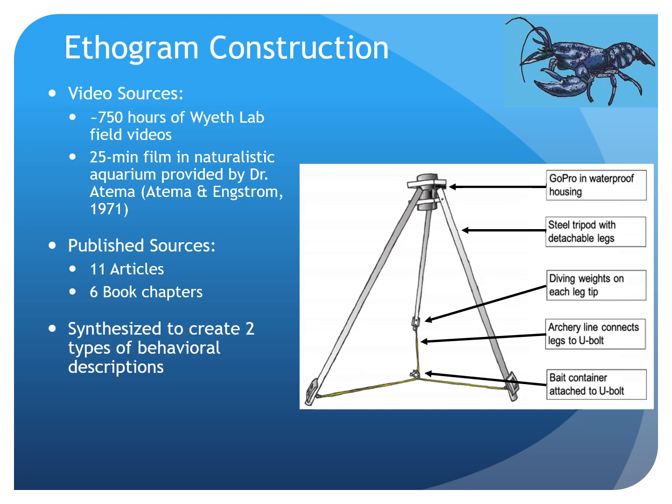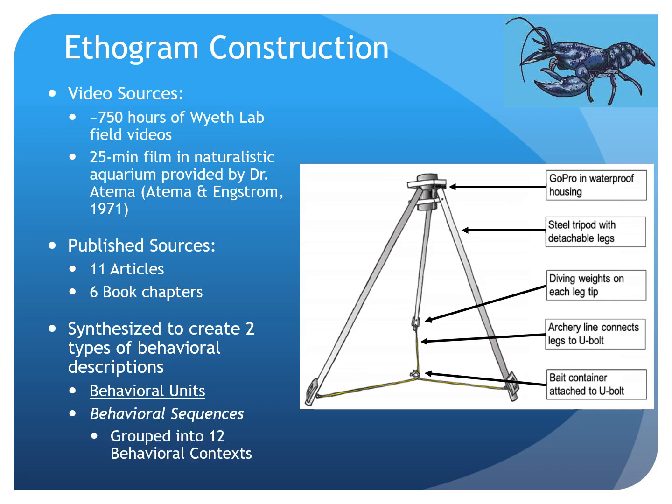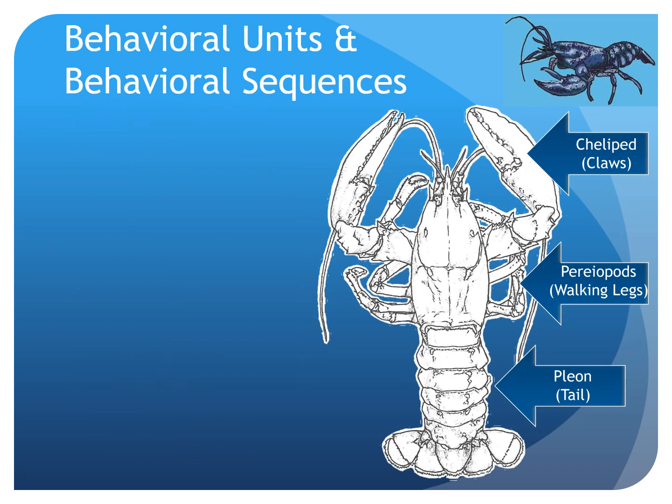Together, I used all these sources to create two types of behavioral descriptions: behavioral units, which will be underlined, and behavioral sequences, which will be italicized, and are further grouped into 12 behavioral contexts. As you might be able to tell, this ethogram is a little different from most, as I split it into behavioral units and behavioral sequences.